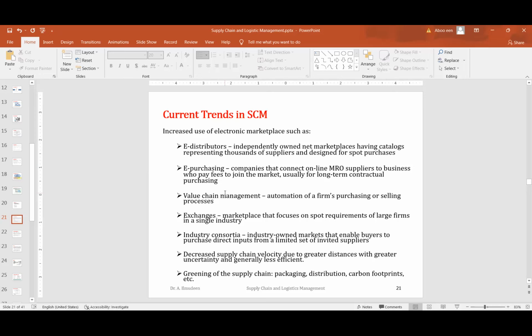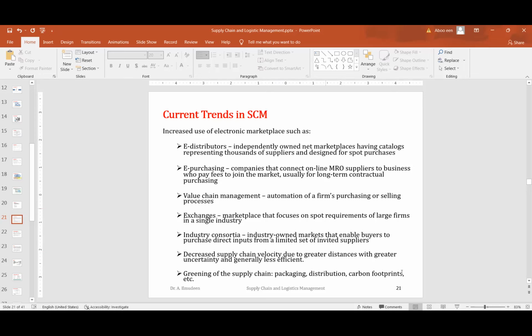E-purchasing. Companies that connect online suppliers to the business, who pay fees to join the market, usually for long-term contractual purchasing. So we can easily find these suppliers, then we can purchase our materials without any delay. Value chain management. We have previously discussed value chain management activities, the automation of a firm's purchasing or selling processes. Exchanges, marketplaces that focus on spot requirements of large firms in a single industry. So they may have exchanges, and then in between these channel partners and distributors, they can have a good rapport for their business operation.